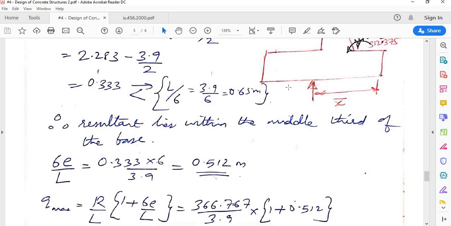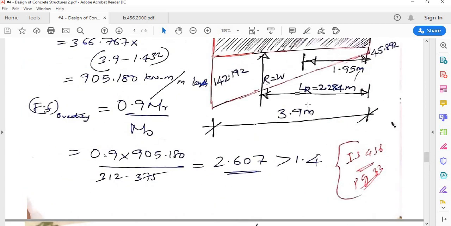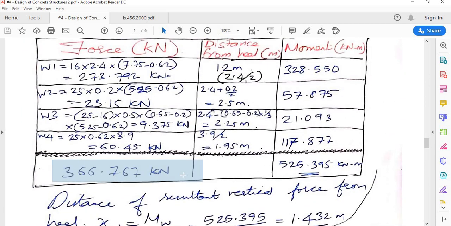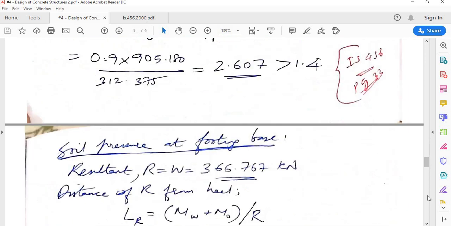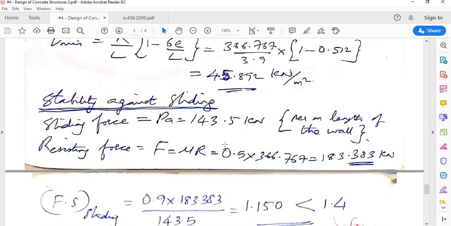Okay, the theory of that we had discussed extensively. So if you have doubts, you can go back or you can let me know. This reaction we had already calculated. It is nothing but the vertical reaction due to weight. So it is 366.767. That is the vertical reaction.